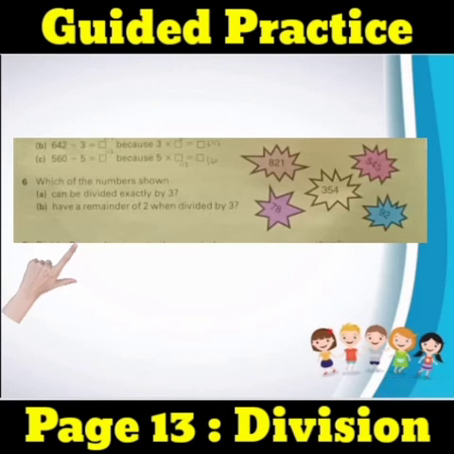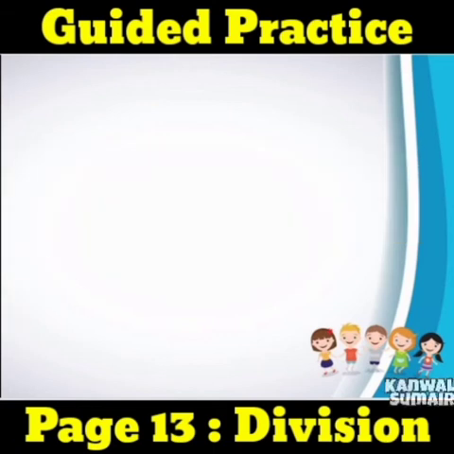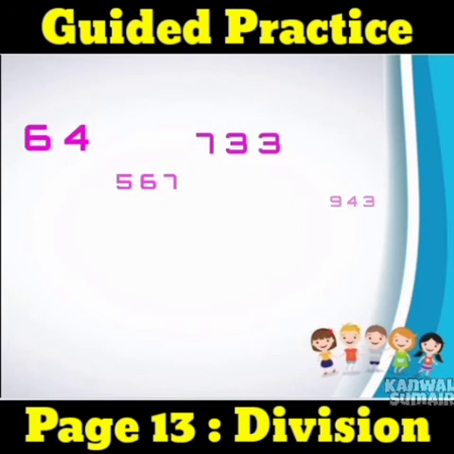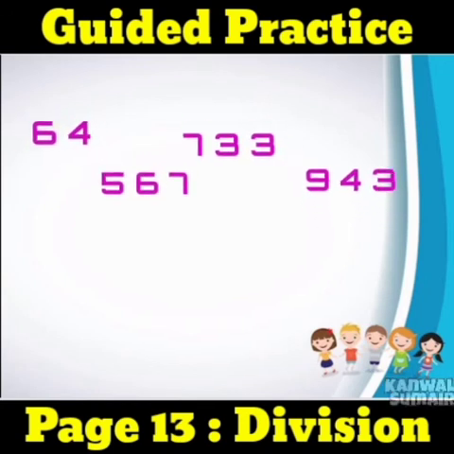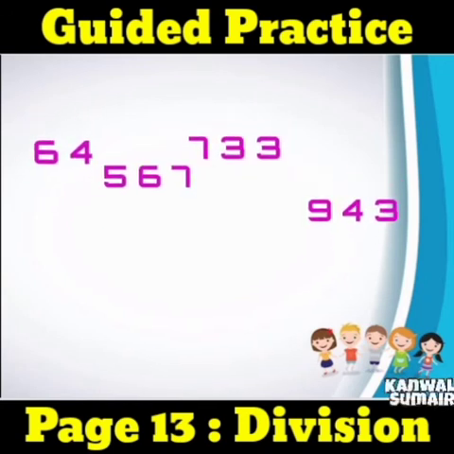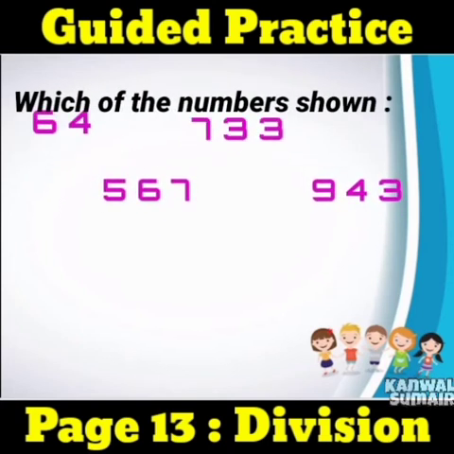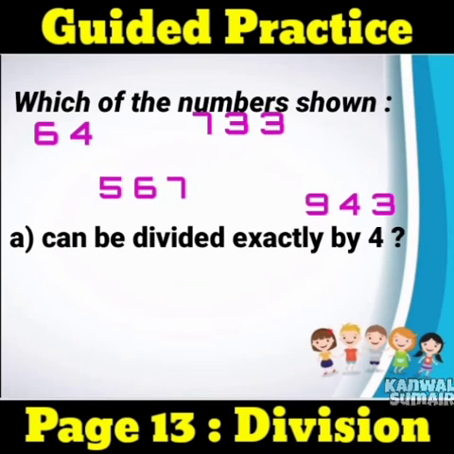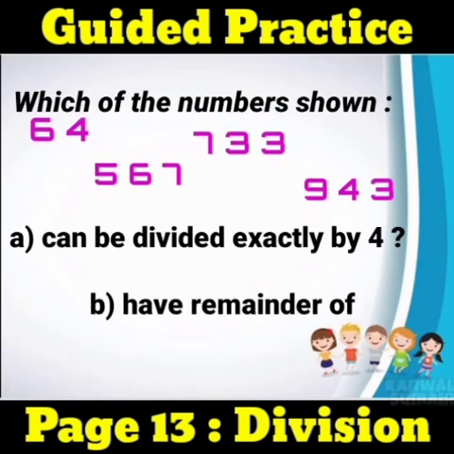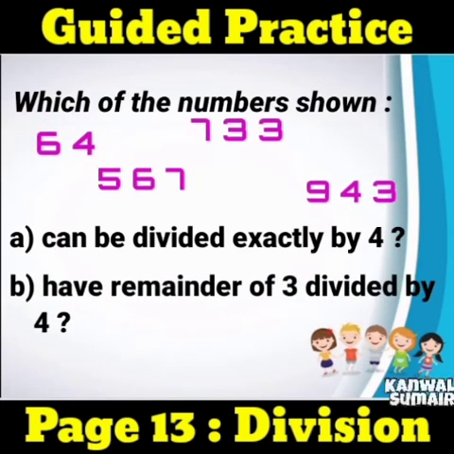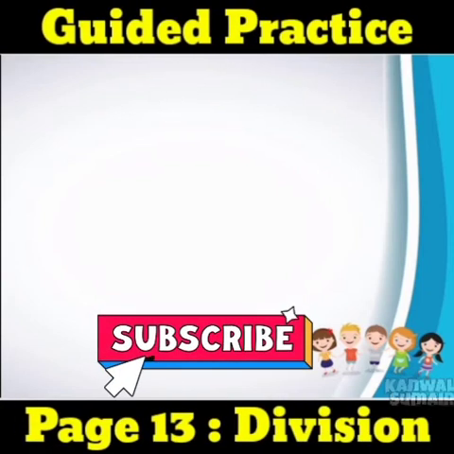Today, we will learn to solve exercise 6 but with different numbers. 64, 567, 733, 943. Which of the numbers shown can be divided exactly by 4 and have a remainder of 3 when divided by 4? Let's solve the first one.